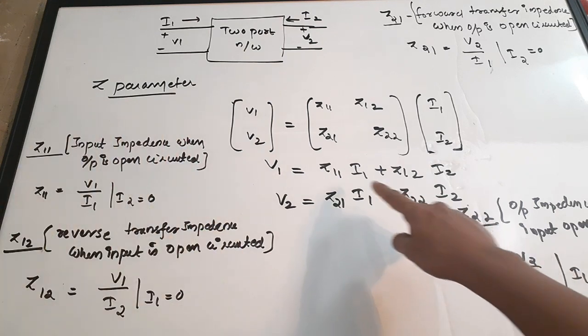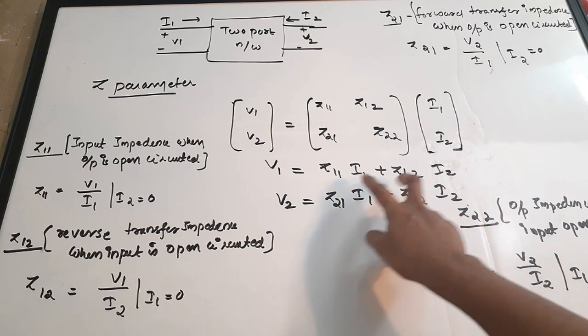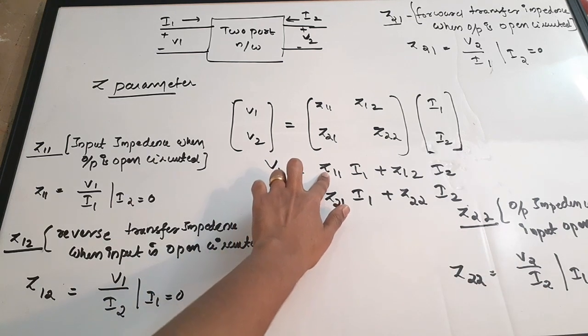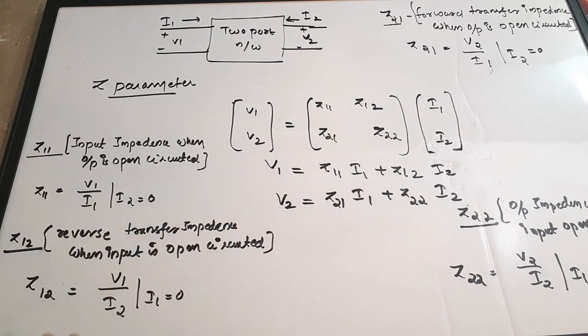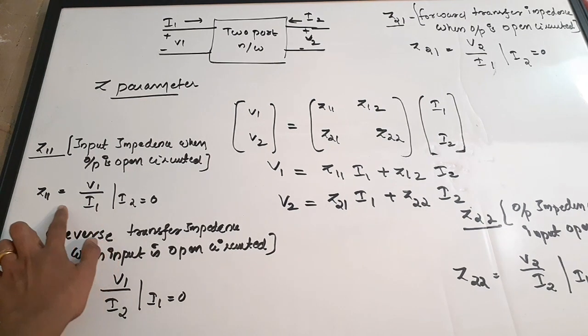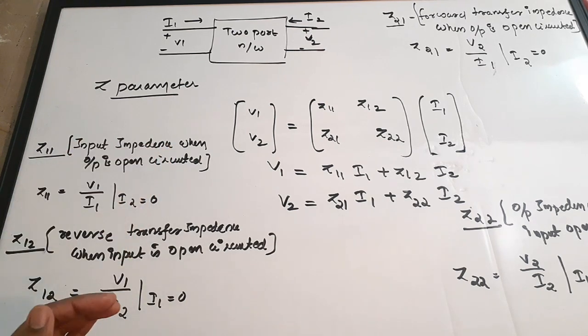Then when you open circuit your output port and you make I2 as 0, this term vanishes. Then the equation will be V1 equal to Z11 I1. Then you can find the value for Z11, which is equal to V1 by I1, right? So that is the concept for finding the value of Z11. Okay, see here. Z11 is called input impedance.